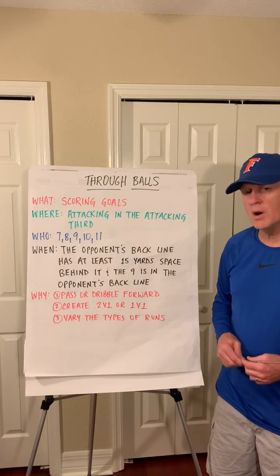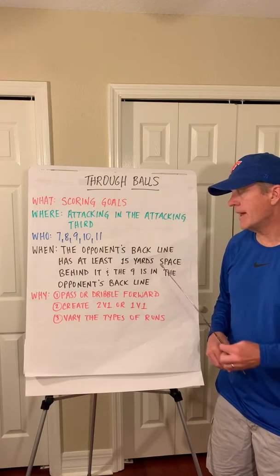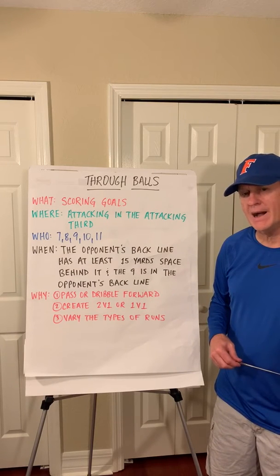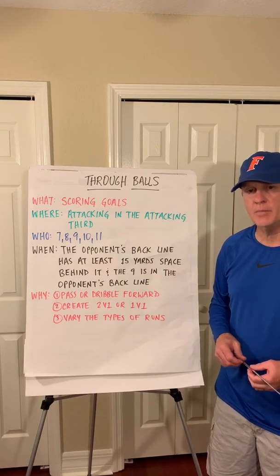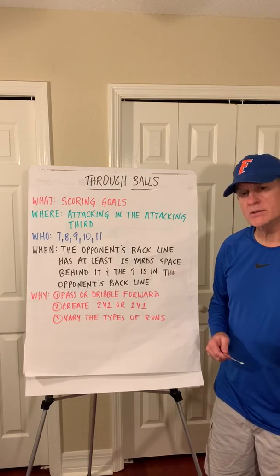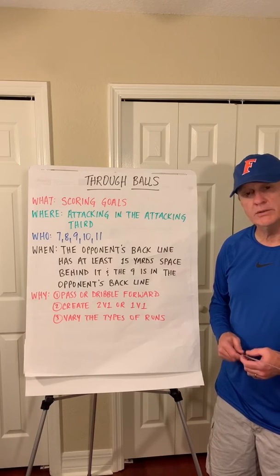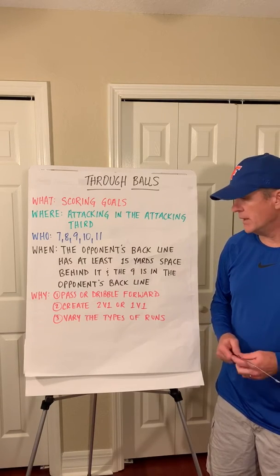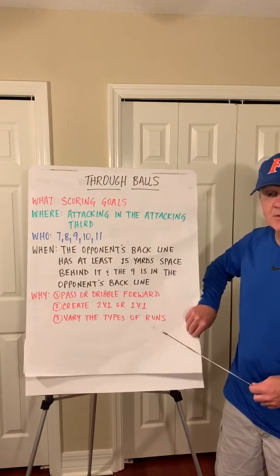When do we use through balls? When the opponent's back line has at least 15 yards of space behind it and the 9 is in the opponent's back line. And why are we using through balls? We're trying to pass or dribble forward. We're trying to create 2v1s and 1v1s. And then also we're trying to vary the types of runs.